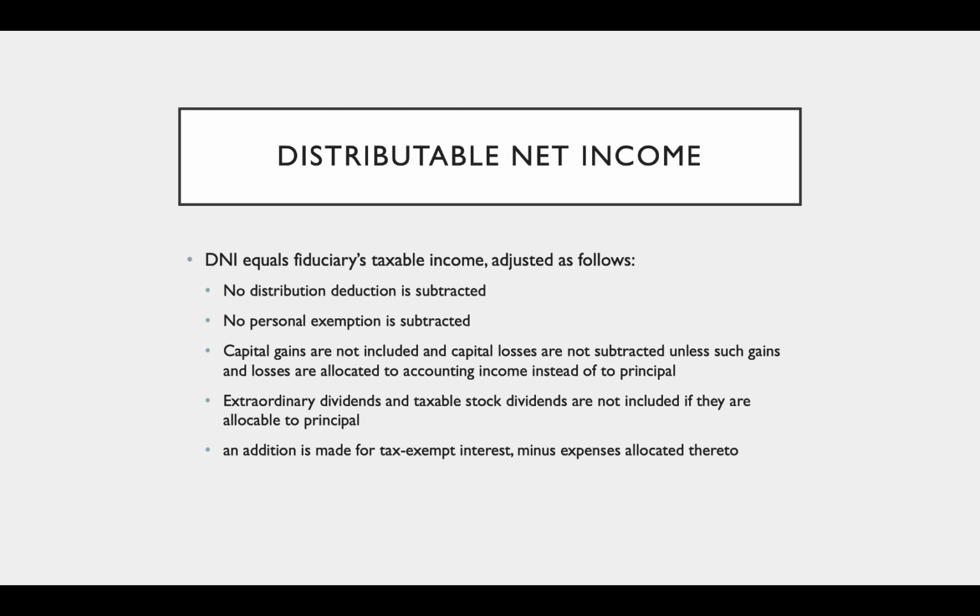The distributable net income equals the fiduciary's taxable income adjusted as follows. We start with taxable income. We do not take a deduction for the distribution. We do not get a personal exemption. And then capital gains are not included and capital losses are not subtracted unless such gains and losses are allocated to accounting income instead of to the principal. Extraordinary dividends and taxable stock dividends are not included if they're allocable to the principal, and an addition is made for tax-exempt interest minus expenses allocated thereto.